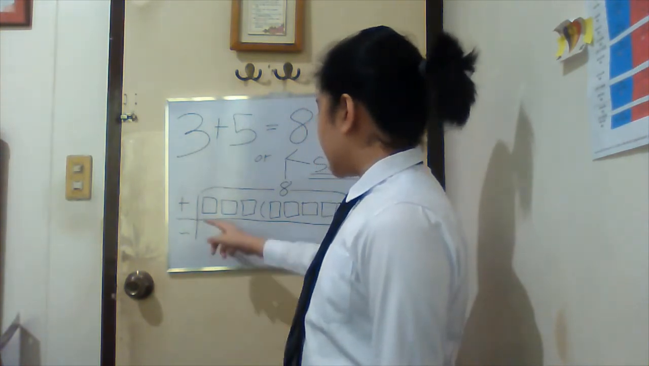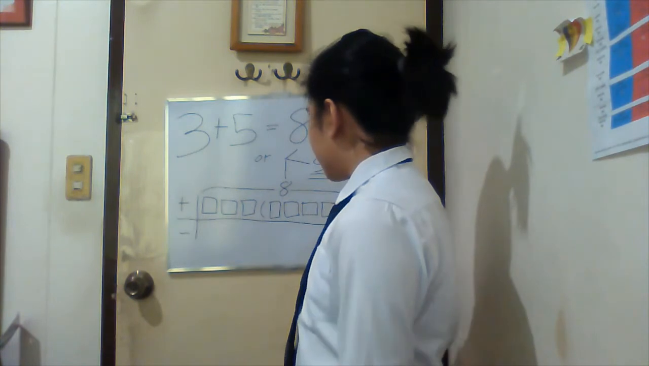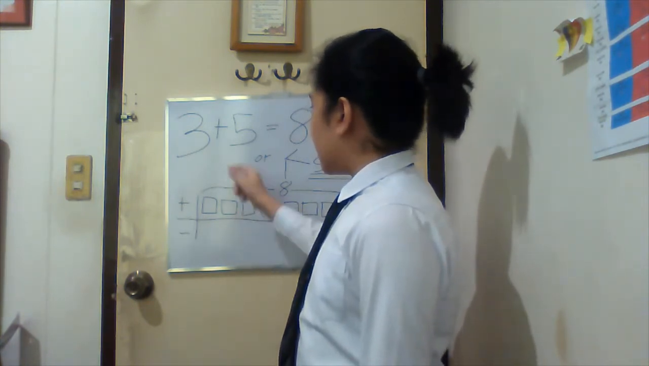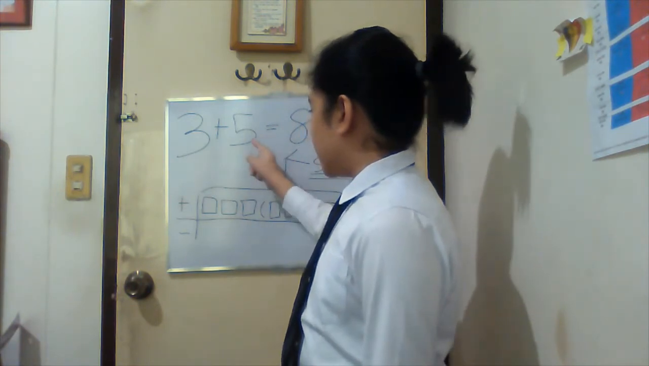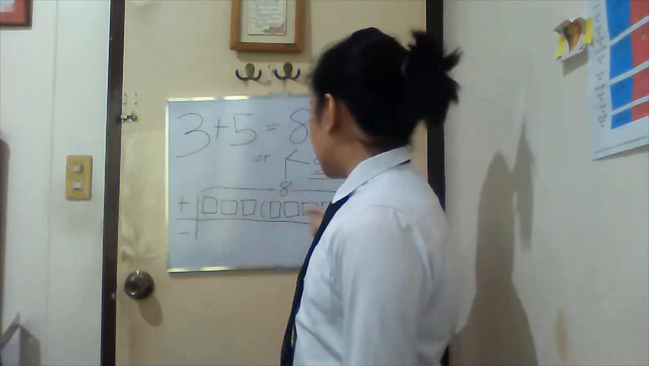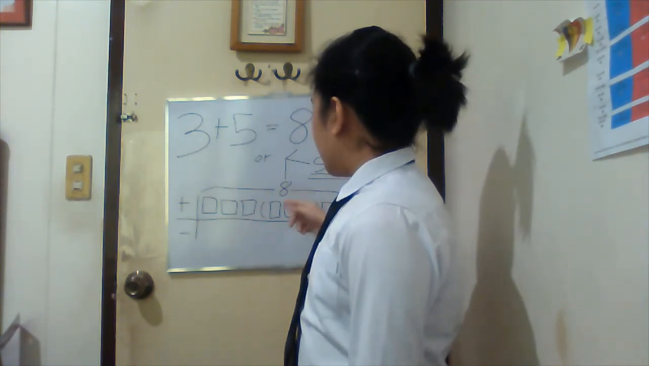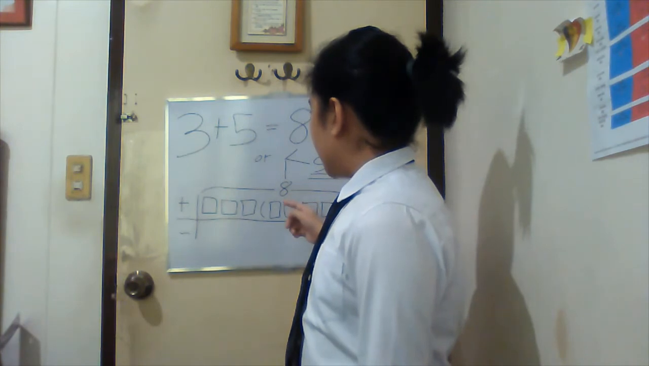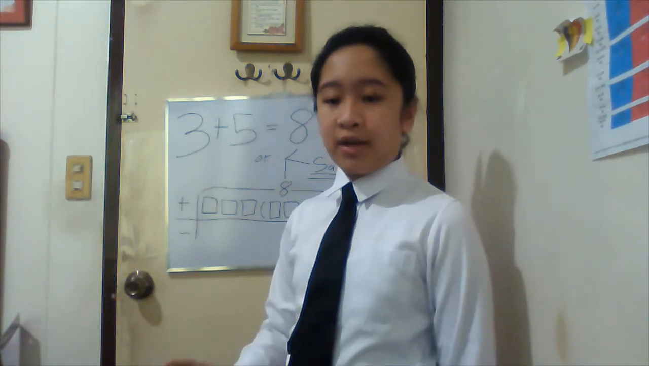As you can see here, there's 3 tiles and there are 5 tiles. So these 3 tiles represent this, and these 5 tiles represent this, 5. So if you count them or simply add them up, it will become 8, which means both of these are the same. And this technique is easy and very accurate.